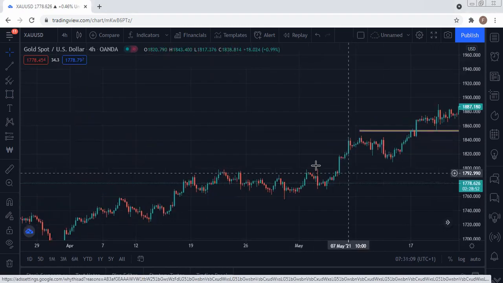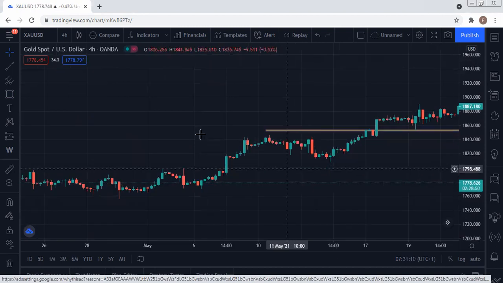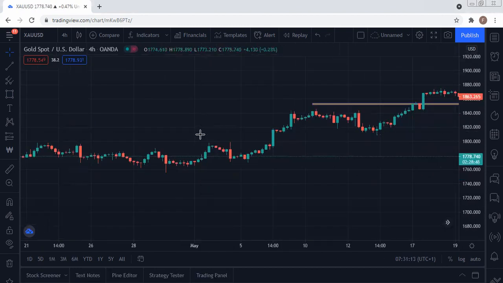Okay, this is a very, very good example. Now look at this doji. This is actually a gravestone doji. A perfect move. After that, you see what happened. They move down.